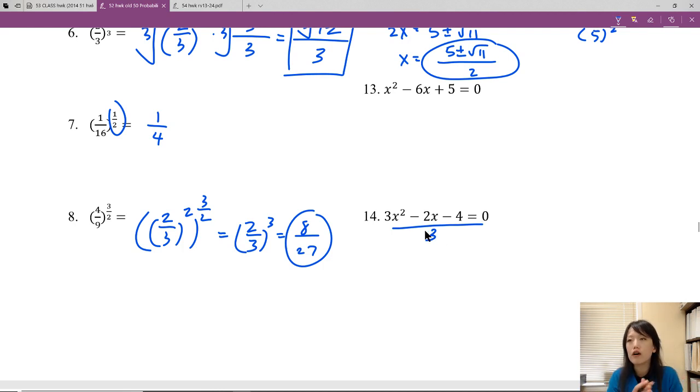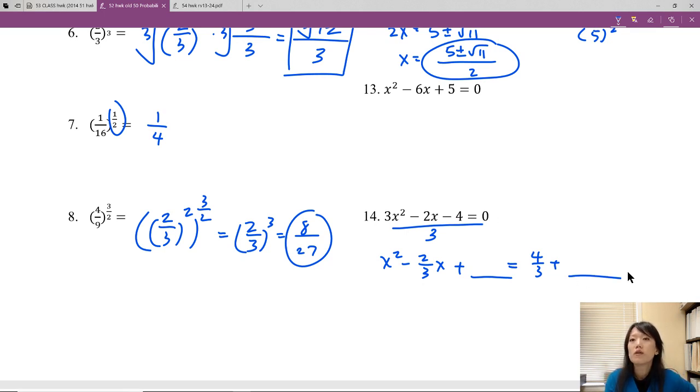Since you guys are good at quadratic formula, what if they ask you to do completing the square? Leading coefficient is 1. So I have x squared minus 2/3 x. Leave the blank. I'm going to complete the square. I have to move this 4/3 over.